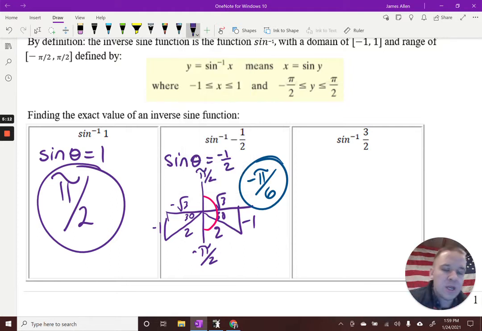All right. Next one. Inverse sine of 3/2. So again, we can think of it as sine of what angle gives me 3/2.